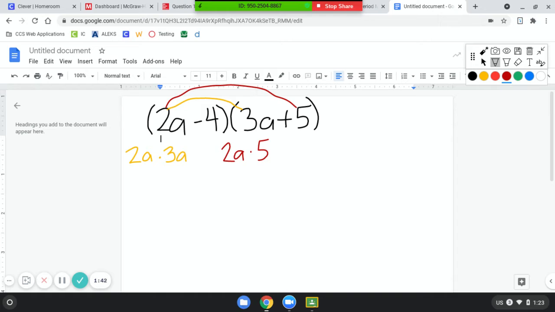Then we're not finished because 4 needs to be distributed, or negative 4, because we always take the sign that is in front of our number. So negative 4 times 3a. And then negative 4 times 5.